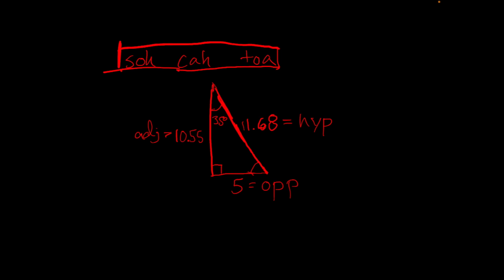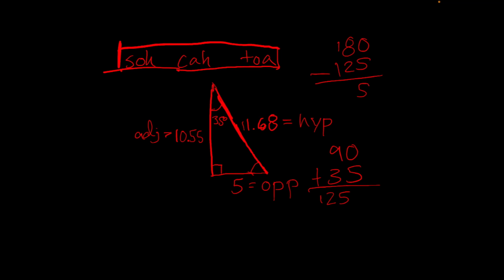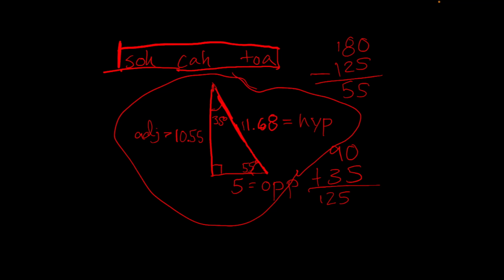And if you remember from earlier, all the angles add up to 180. So if we just add up the ones we already know, 90 and 35, we get 125. Then we subtract 125 from 180. We will get 55, which means that this angle is 55 degrees, and we've completely solved this right triangle. We've solved all sides and all angles.